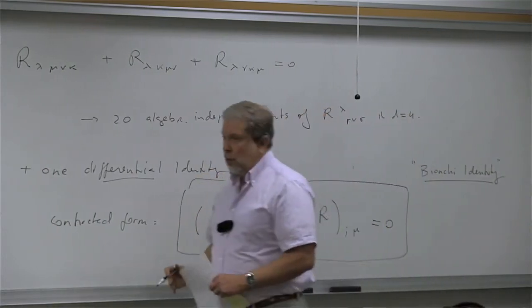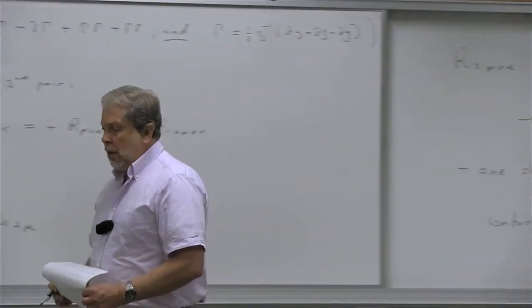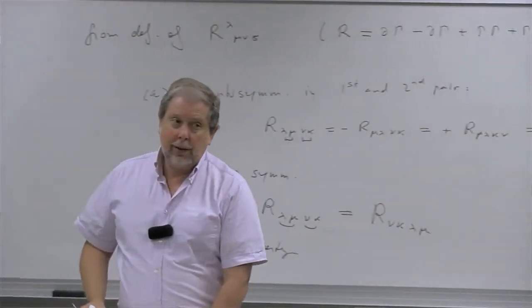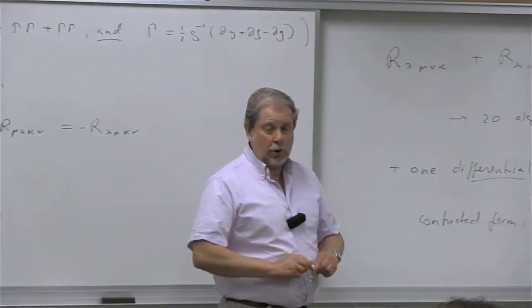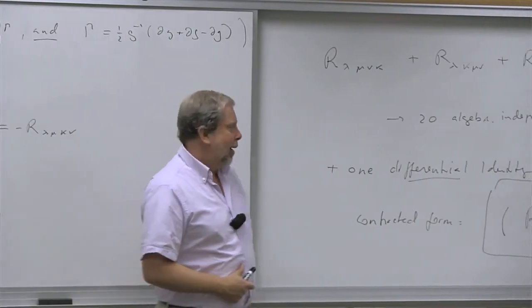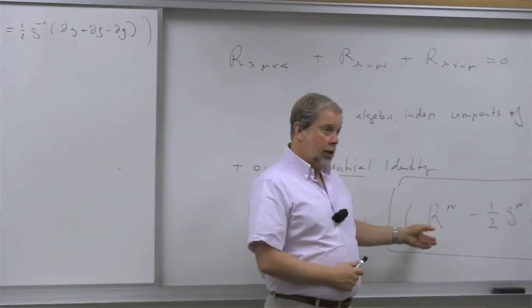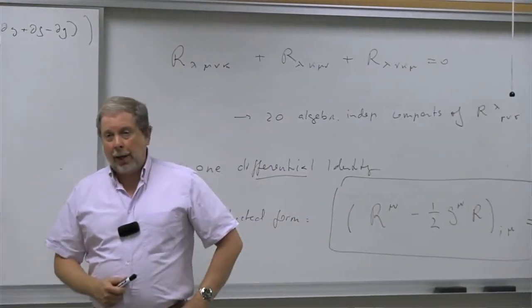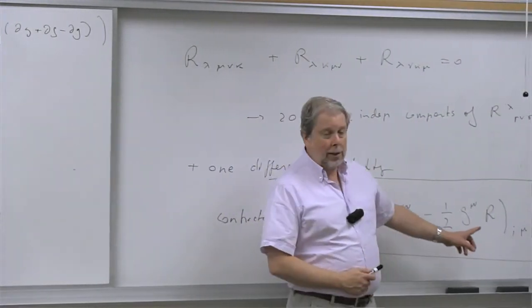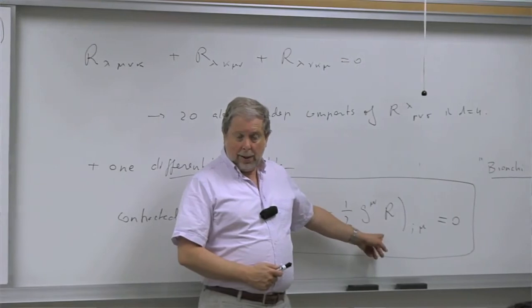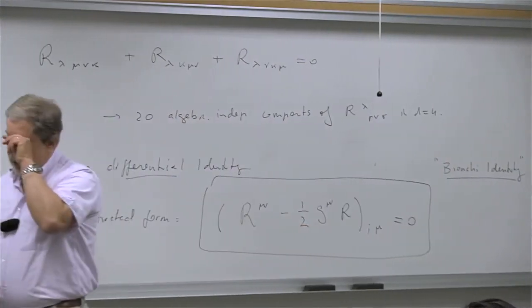And so there is a differential identity. When you take certain derivatives of the Riemann tensor, they're related to each other. And in particular, if you use this Ricci tensor, then a covariant divergence of the Ricci tensor can be related to a covariant derivative of just the Ricci scalar itself.